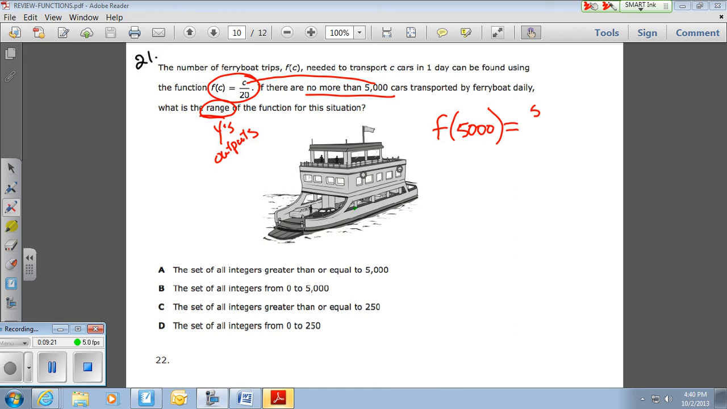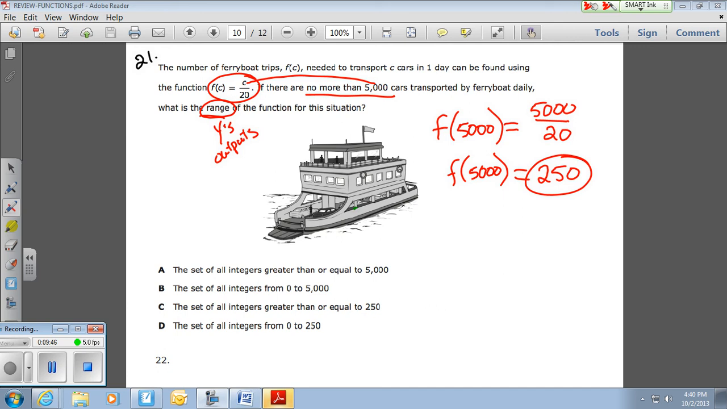So it's going to be 5,000, just plugging that in for c, divided by 20. So what's 5,000 divided by 20? When you do that division, you should get 250. So f of 5,000, the output is 250. That's the range, and that's the highest it's going to go. So let's look at our answer choices.